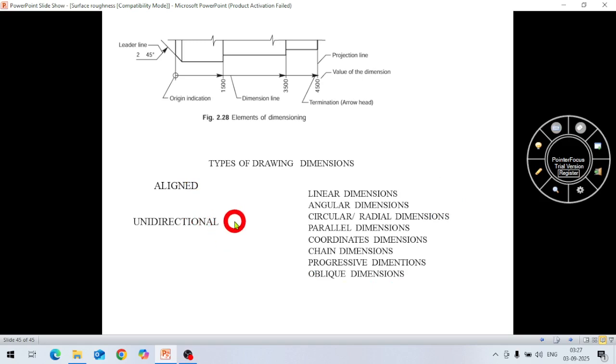Basically, what is dimension? With the help of dimensions in the drawing, we give the size of your job, of your block, or whatever you are doing. So the length, width, height of the object, diameter anywhere, if there is any taper, angles are there. So the complete geometry, the complete shape of the object, we define with the help of dimensions.